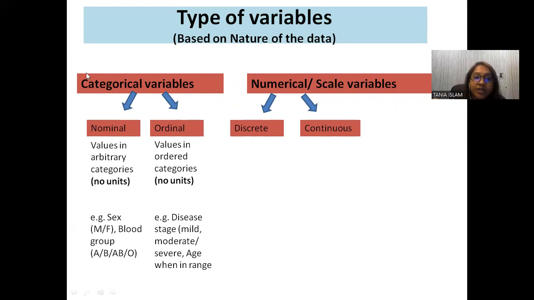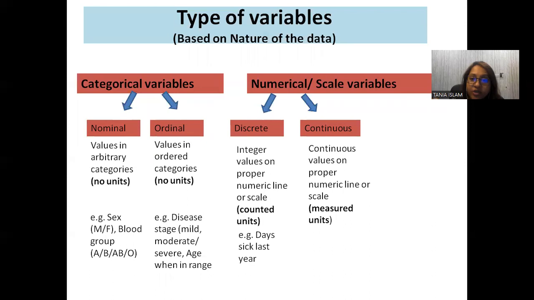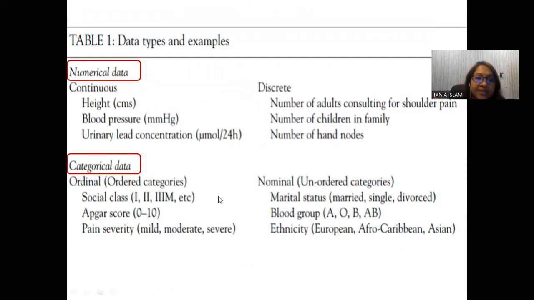So this is the categorical one, but the numerical or scale variable is also divided into two types: one is discrete and one is continuous. Continuous one is normally what we measure, like height, weight, those things. But the discrete one is what can be counted. Both discrete and continuous are called scale variable in SPSS terms. Okay. So these are the examples I just mentioned: numerical data, continuous and discrete, and categorical data, ordinal and nominal. Okay.